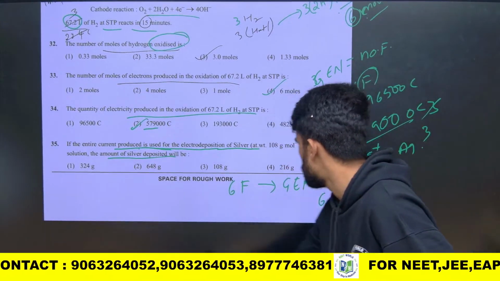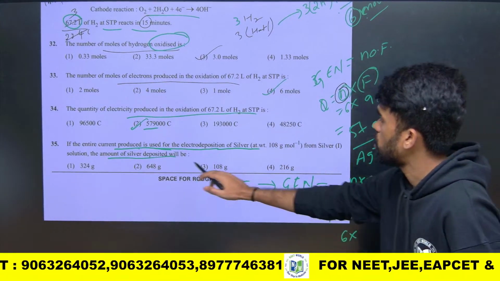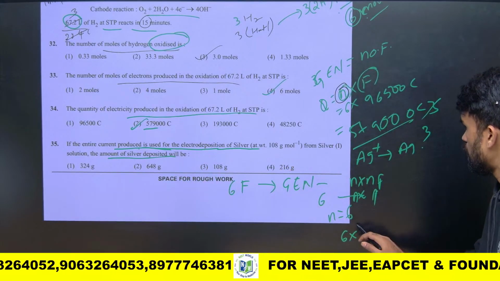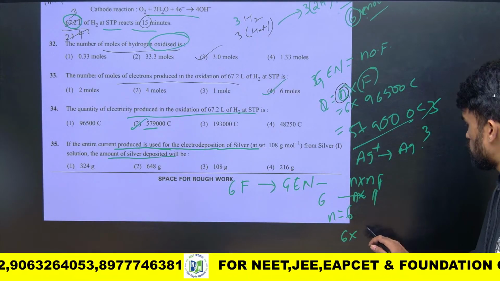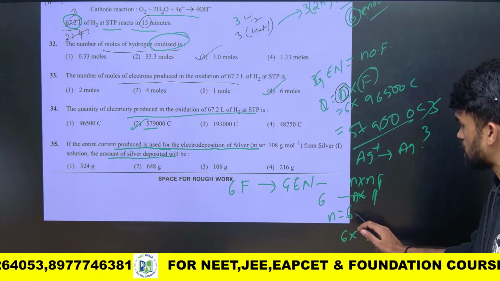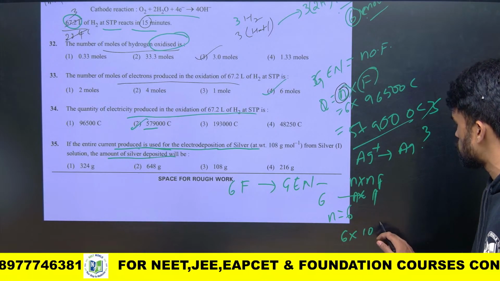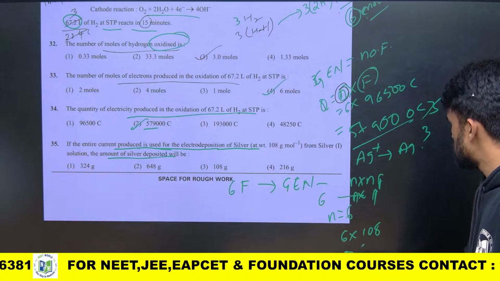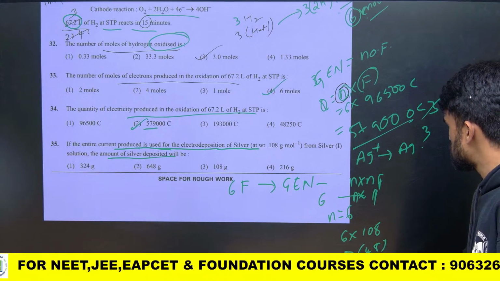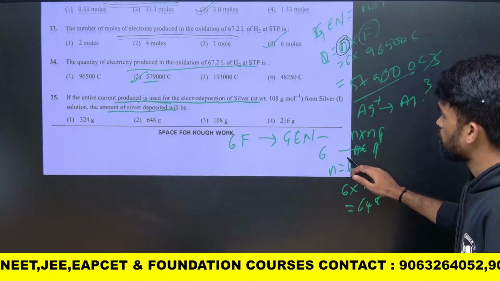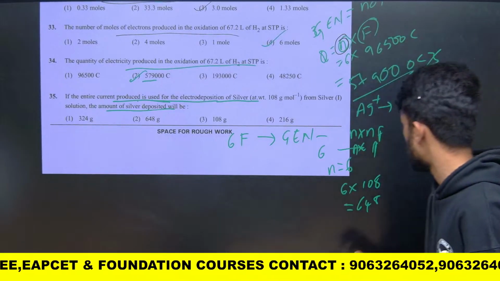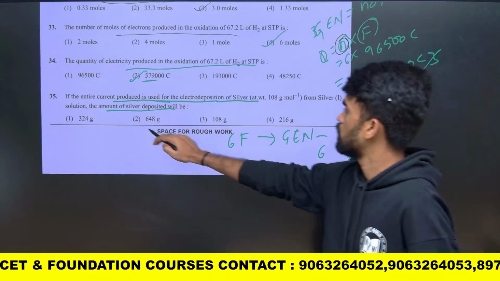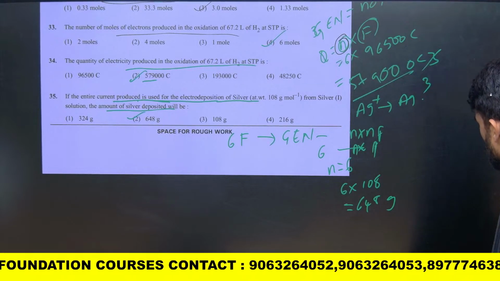So one mole of silver has an atomic weight of 108 grams. So the atomic weight is 108. 6 into number of moles, which is 6 moles. It means 6 into 108. So this will give 648. Okay, 648 grams is the answer. So option number 2 is correct. 6 into 108 gives this answer. Okay, it is also clear, right?